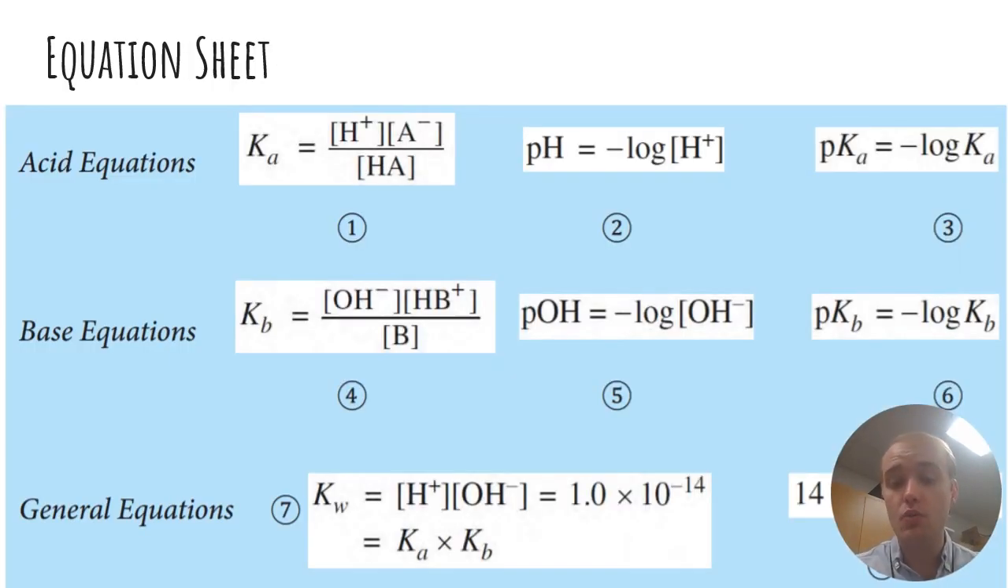So this right here is just an equation sheet for you. I know my head's covering up one part of it, but the part my head is covering is just that pH plus pOH is equal to 14.